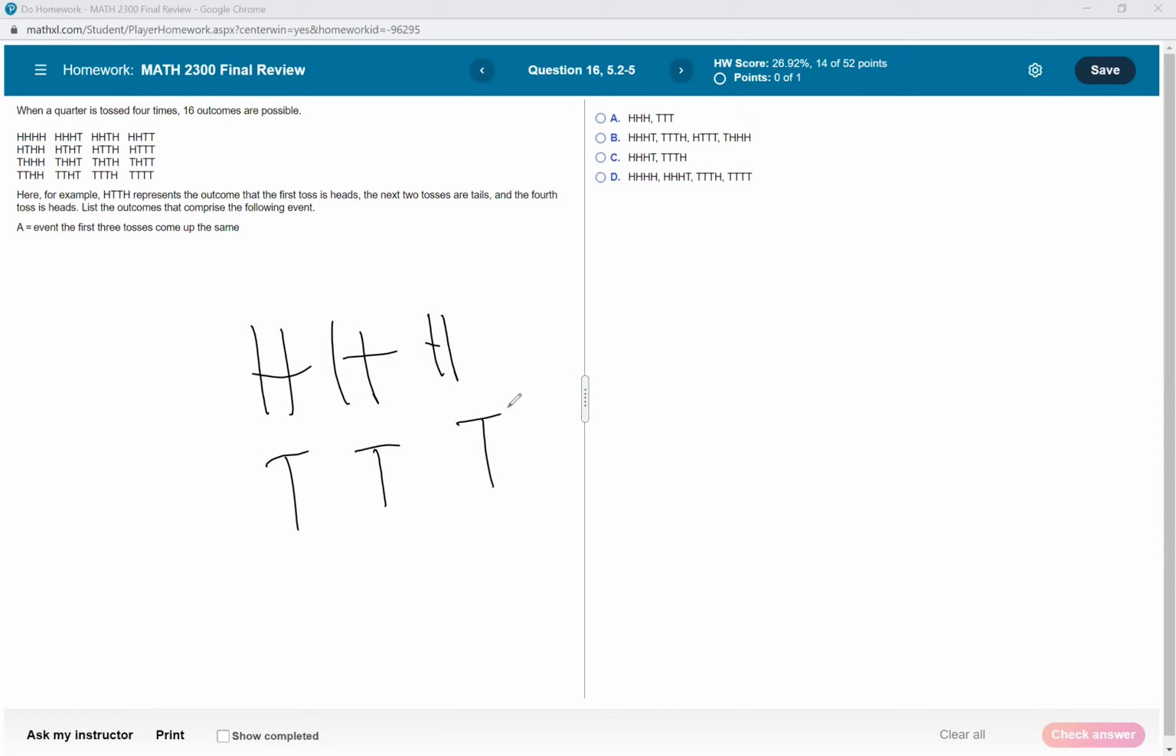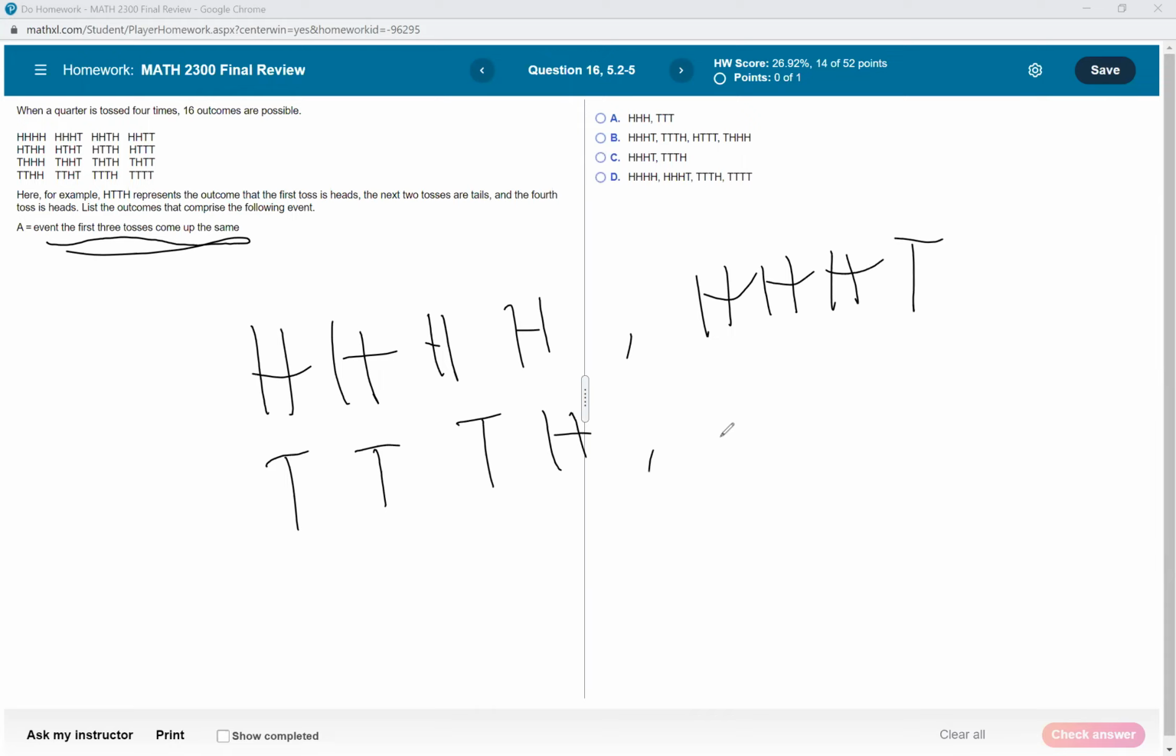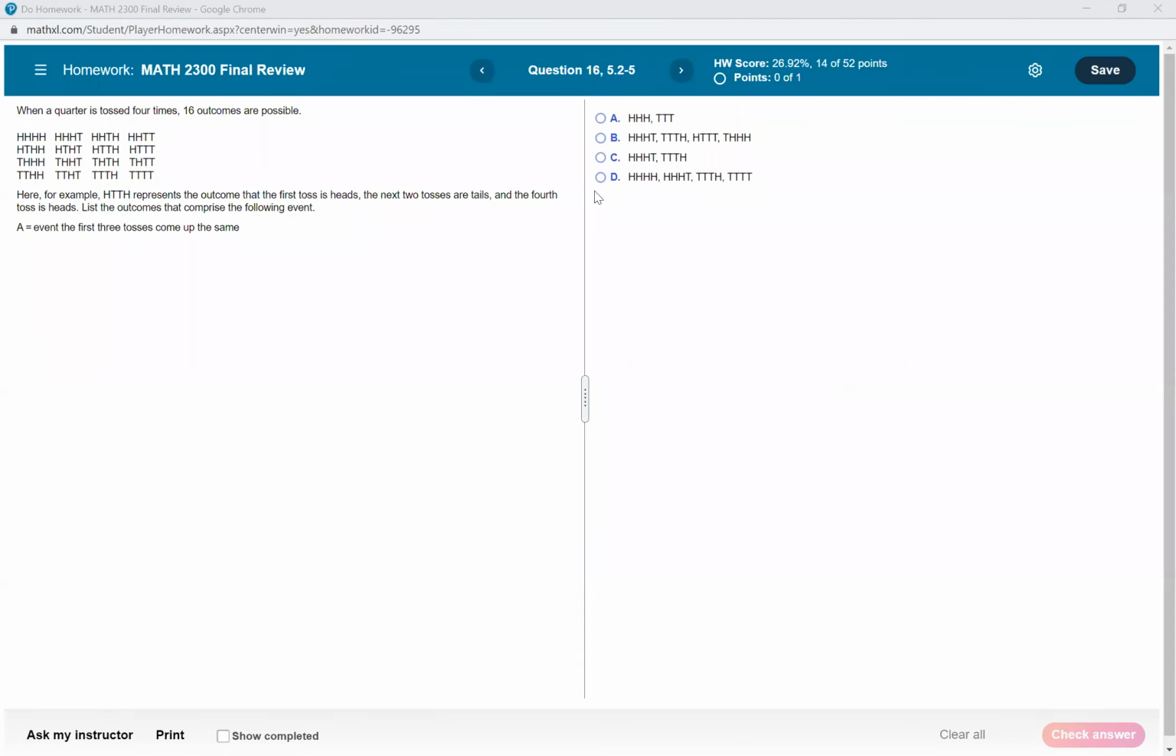Okay, so H, T, T, H represents the outcome that the first toss is heads, the next 2 tosses are tails, and the fourth toss is heads. So A, the first 3 tosses come up the same. And here we can have either head or tail, and similarly here we can have head or tail, for tail, tail, tail. That means these are the possible outcomes. So the correct answer should be this one, the last one. So the correct answer is part D.